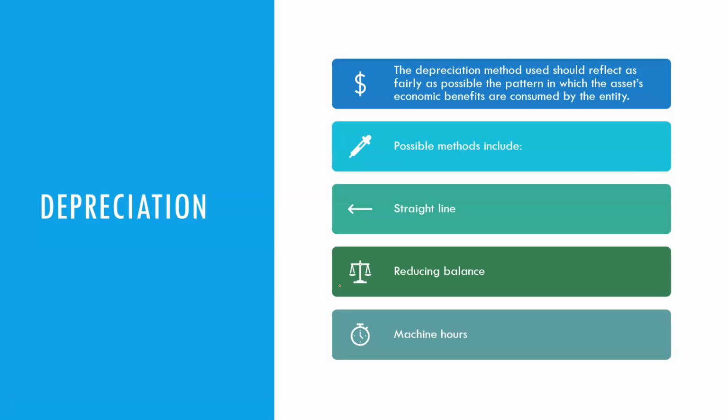Okay, great. So ultimately, we want a method that is fair. The depreciation method used should reflect as fairly as possible the pattern in which the asset's economic benefits are consumed by the entity. With machinery, the reducing balance method seems to work well, because most machines are used quite aggressively at the beginning of their lives, and typically after a couple of years the organization is looking to exchange or sell off that machine.